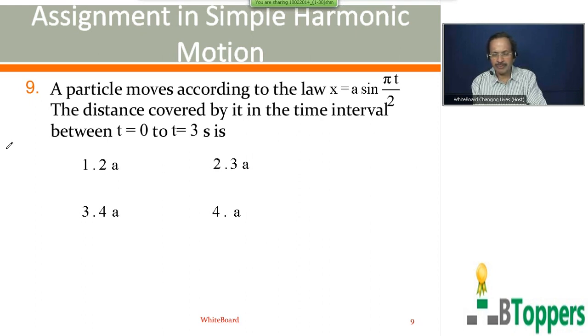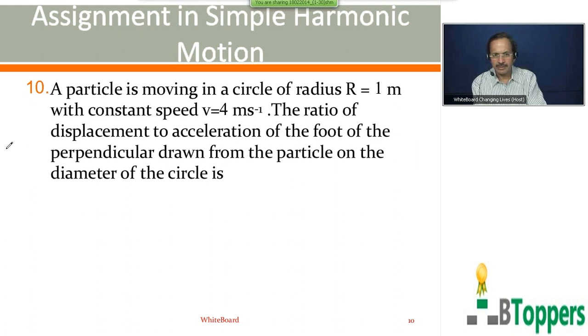So next I am going to show the next question. See the question number 10. The particle is moving in a circle of radius capital R equal to 1 meter with constant speed v equal to 4 meter per second. The ratio of displacement to acceleration of the foot of the perpendicular dropped from the particle on the diameter of the circle is.